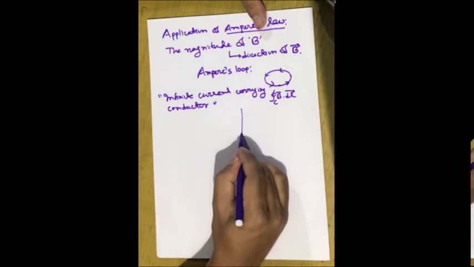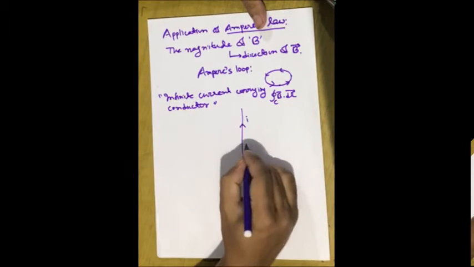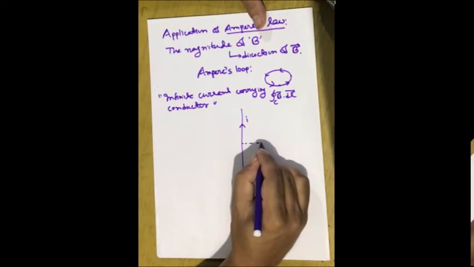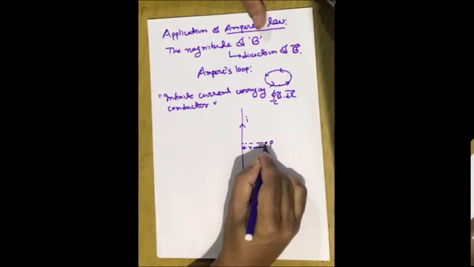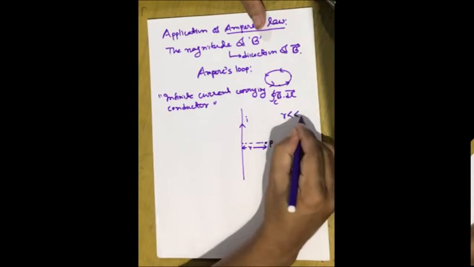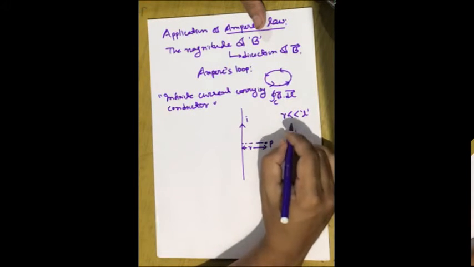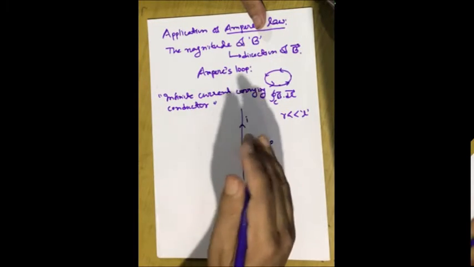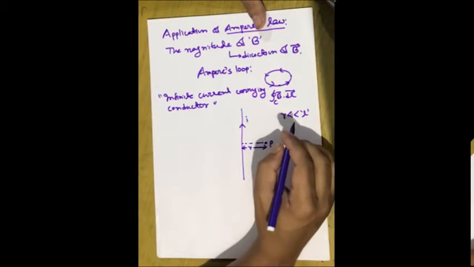So let's do this calculation of magnetic field due to an infinite current carrying conductor. Suppose this is a conductor and it's carrying a current I. We want to determine the magnetic field at the point P, which is at a distance r from the wire. Now this distance r is very much less than the length of the conductor. That's why this is known as the infinite current carrying conductor. These things I have explained in the previous class, I'm just repeating it so that your memory flashes up.